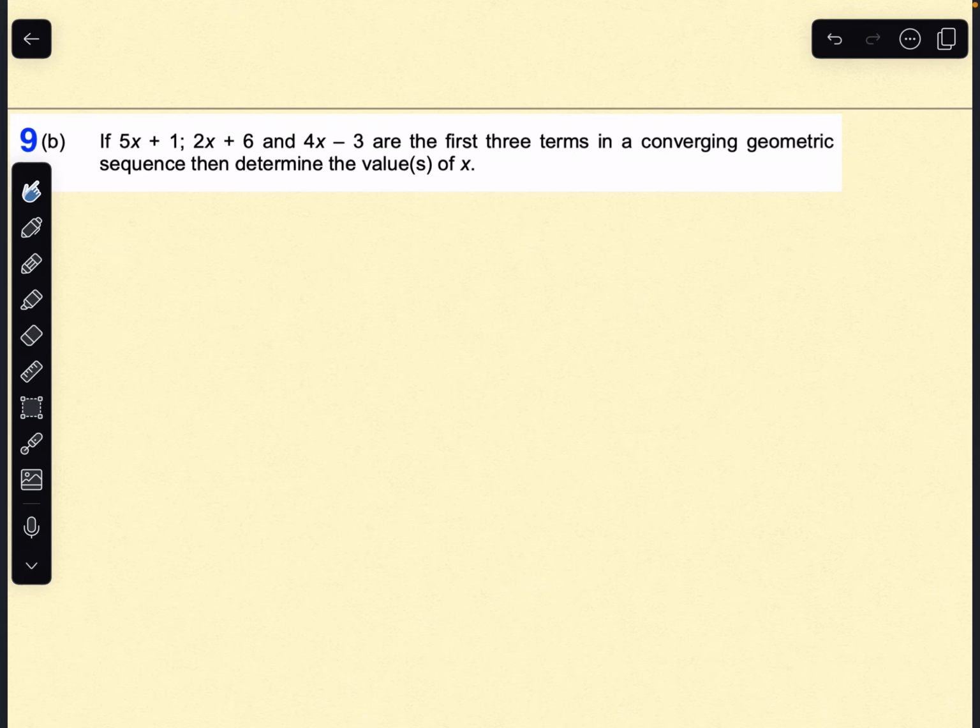We are looking at IEB's paper 1 from May 2024. Today we're looking at question 9b. If 5x plus 1, 2x plus 6, and 4x minus 3 are the first three terms in a converging geometric sequence, then determine the values of x.